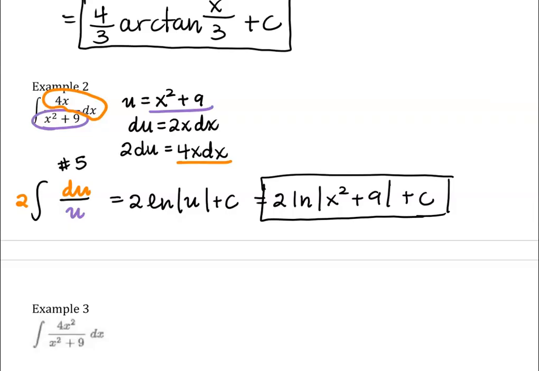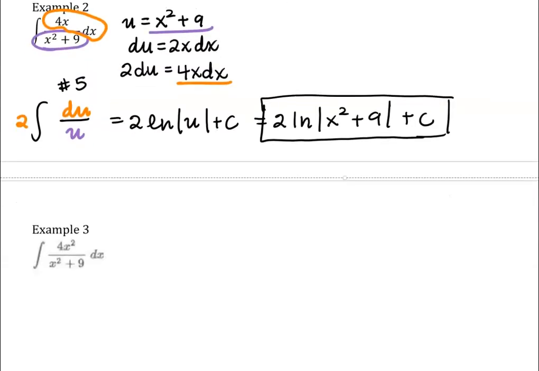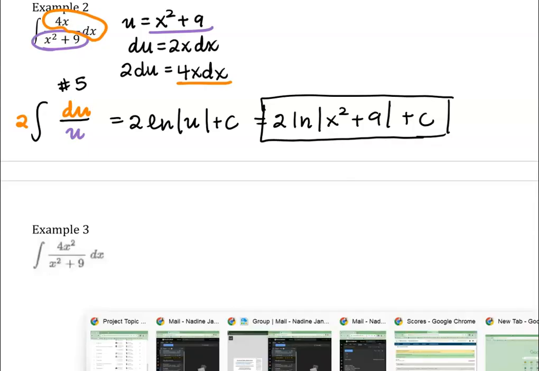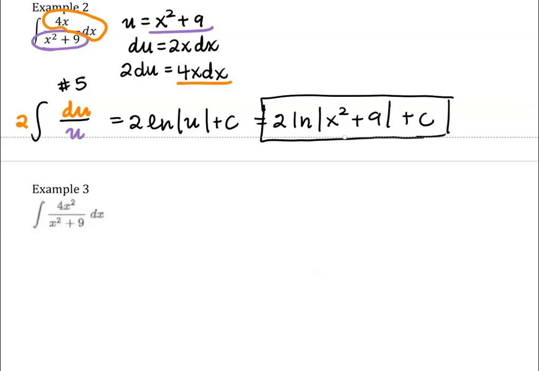So that's example 2. Example 3, very similar, but now both of the top and the bottom are squared. So u sub would not work too well here. But what we can do, because the top and the bottom have the same degree, is I'm going to start off with long division first. So I'm going to be taking 4x squared and dividing it by x squared plus 9.